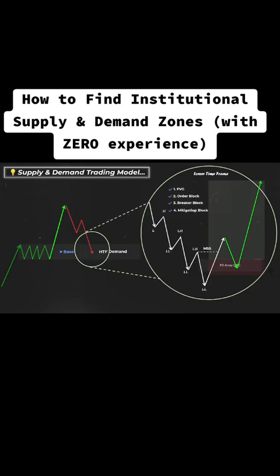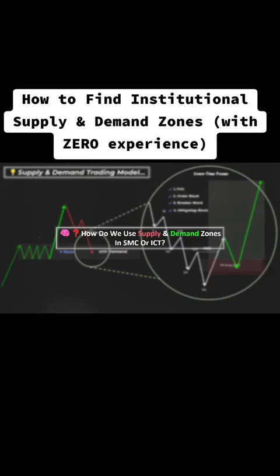Which one do you choose? That depends on your trading model and personal strategy, but the concept is the same. Wait for the market structure shift, then enter the market. So how do we use supply and demand zones in Smart Money Concepts or ICT?